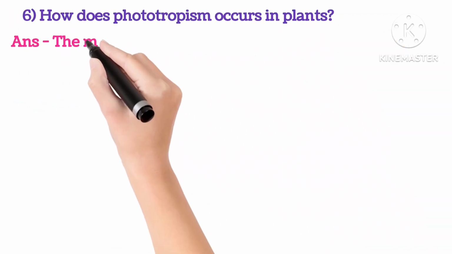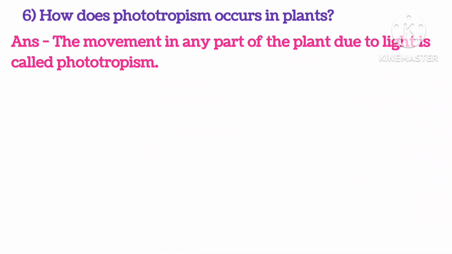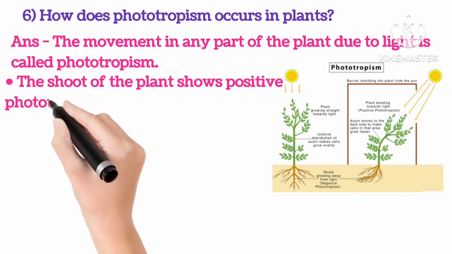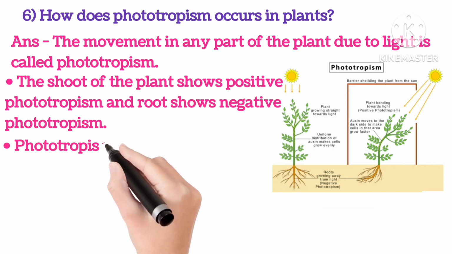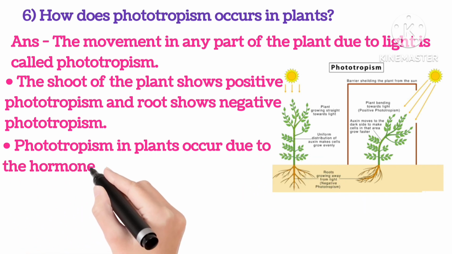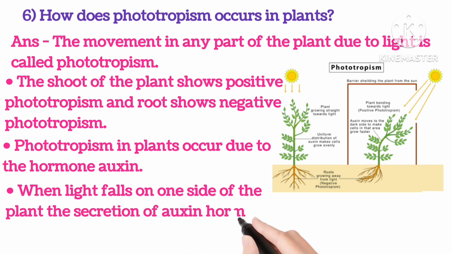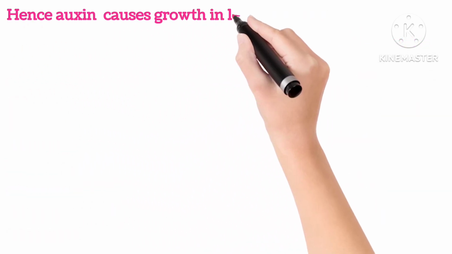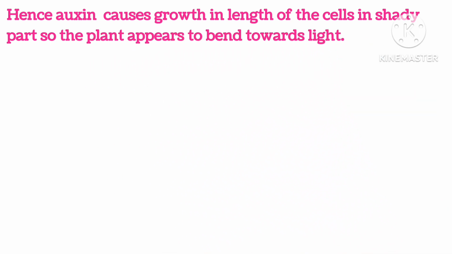Sixth, how does phototropism occur in plants? The movement in any part of the plant due to light is called phototropism. As you can see here, the shoot of the plant shows positive phototropism and the root shows negative phototropism. Phototropism in plants occurs due to the hormone auxin. When light falls on one side of the plant, the secretion of auxin hormone is more in the part away from the light. Hence, auxin causes growth in the length of the cell in the shady part, so the plant appears to bend towards light.